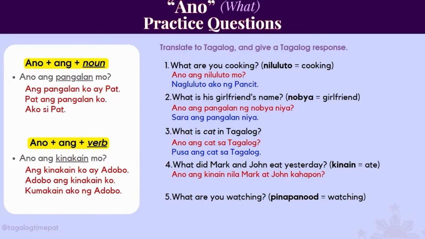When it's multiple people, Mark and John, it's nila. When it's just one person, it's ni. So for example, if it was just Mark, Ano ang kinain ni Mark kahapon? It's just one person. But when it's multiple people, you have to use nila. Ano ang kinain nila Mark at John kahapon?